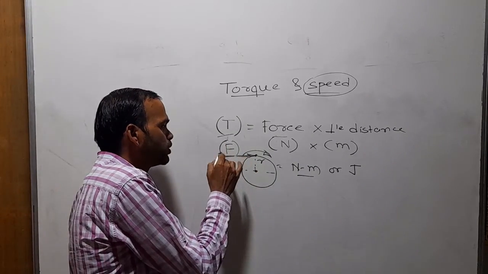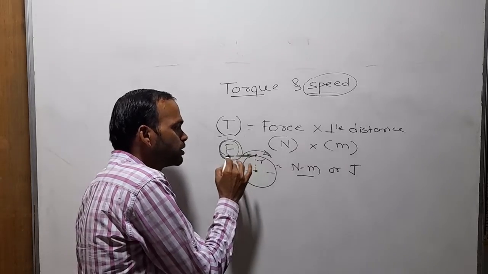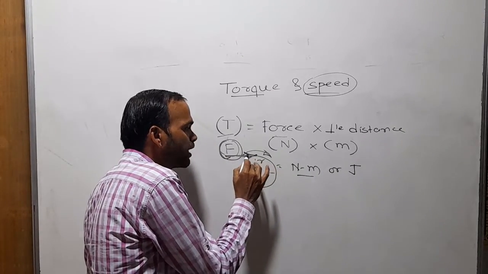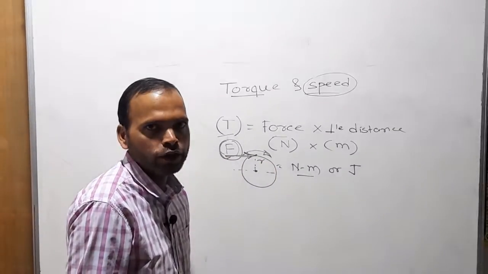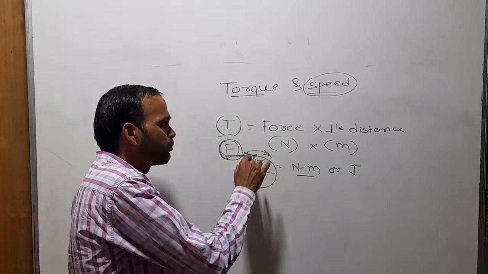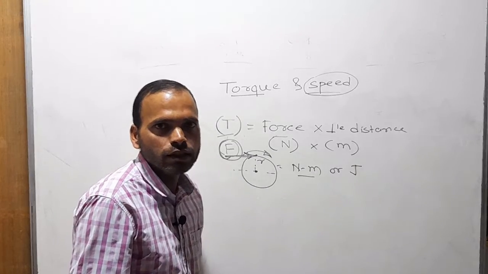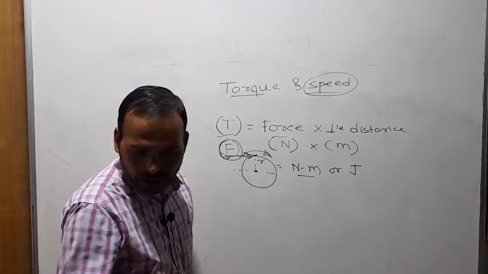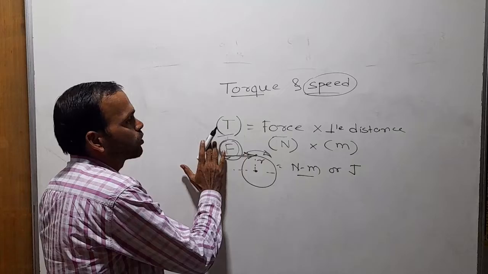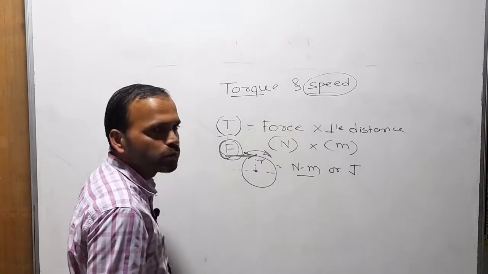That rotating motion is produced by the force which is applied tangent to the rotating element or the circular element, and perpendicular distance is the distance from the point of application of that force towards the center. Now, if this is the torque, then what does it mean by speed of that element?